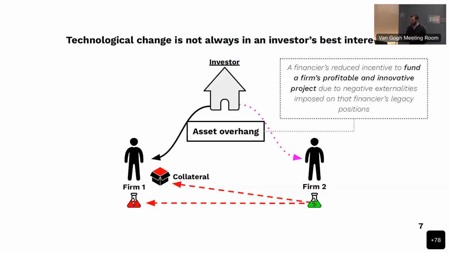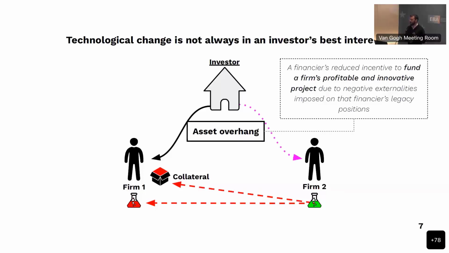So our formal definition of an asset overhang is going to be a situation in which a financier faces reduced incentive to fund a firm's profitable and innovative project due to the negative externalities this project imposes upon the financier's legacy positions. So that might be interesting on its own, but this is a micro story.